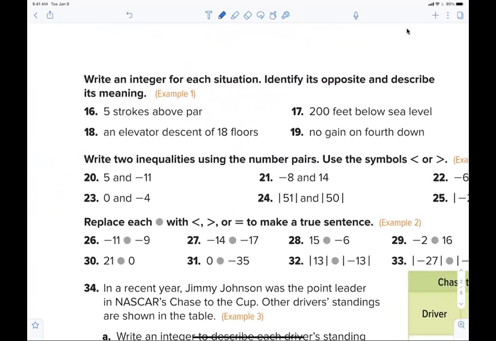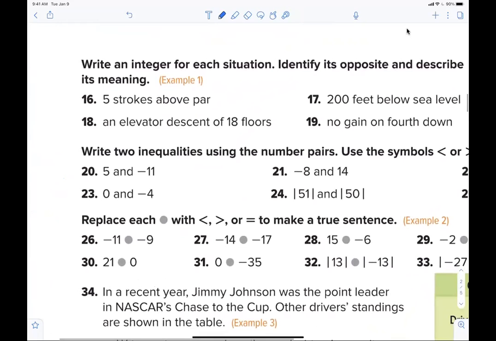All right. Aiden, you tell me about 15. For 16, 5 trips above par, would that be plus 5? Yes, we could write +5 there.